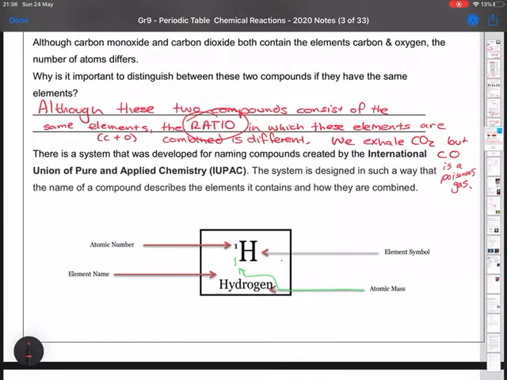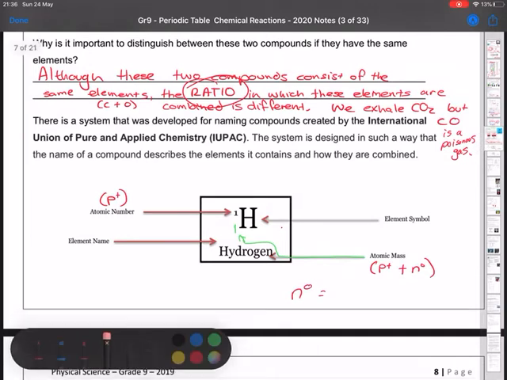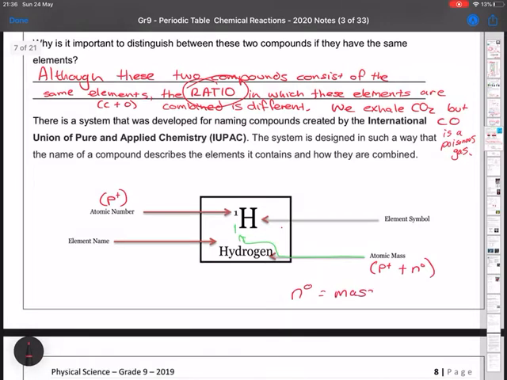Okay. I spoke about the atomic number and atomic mass. Remember, atomic mass is made up of protons plus neutrons, whereas atomic number is protons only. And if you want to work out the neutrons, it's equal to the mass number minus the proton number.